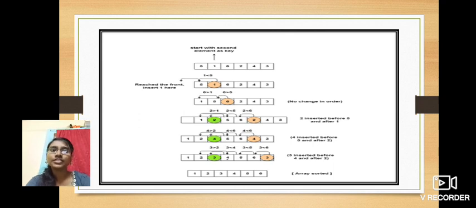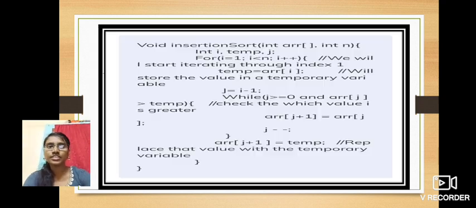1 is less than 5, then 6 is greater than 1. There is no change in order. 2 is inserted before 5 and after 1. 4 is inserted before 5 and after 2. 3 is inserted before 4 and after 2. Now the array is sorted, that is 1 2 3 4 5 6.